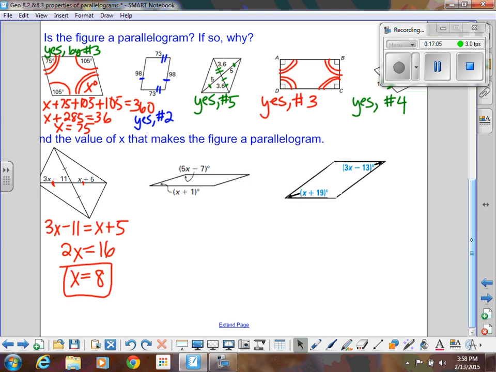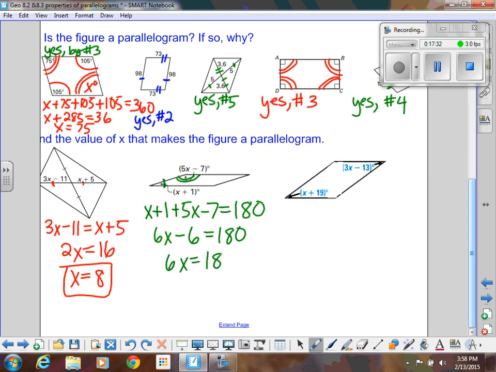In this second one, I've got this angle and this angle. Those are not opposite, they're same side or consecutive angles. If they're same side, then they should be supplementary. Same side is supplementary. They have to add up to equal 180. So I'm going to combine like terms, and then I'm going to add that 6 over to the other side, and then divide by 6.